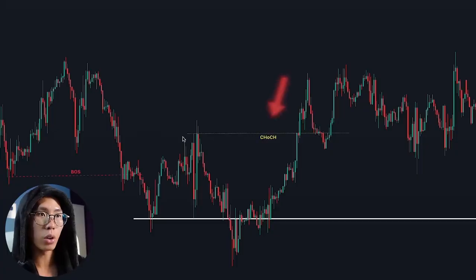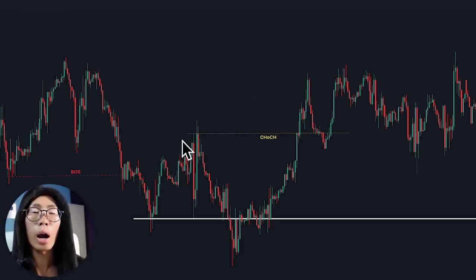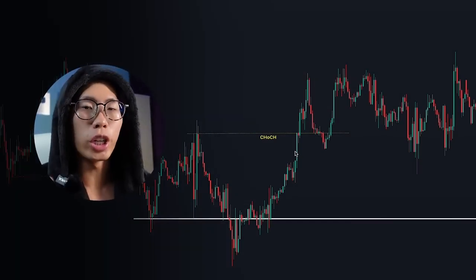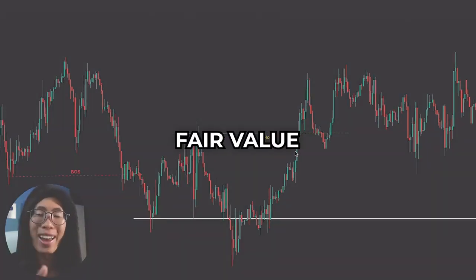So I can spot a change of character right here, because this is the last lower high before price collapsed, and at this point in time, this is when price has broken the last lower high, breaking structure, causing a change of character. Now next, when do we actually enter for the trade? We enter when there is a fair value gap.